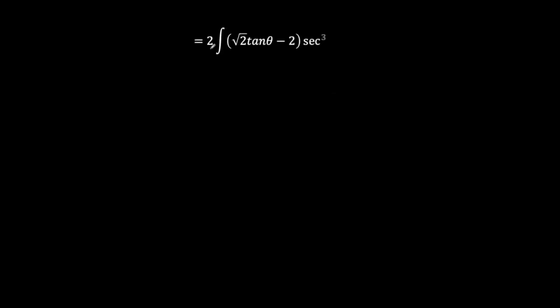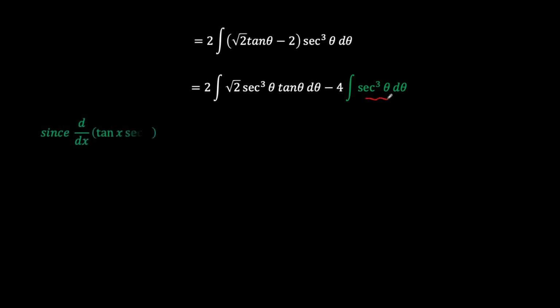So going forward, we have 2 times the integral of, in bracket, square root of 2 tan theta minus 2 times sec cubed theta. Multiply sec cubed theta across, so we have square root of 2 under the integral sign times sec cubed theta tan theta. And then now we have 2 times this 2, we have minus 4 the integral of sec cubed theta. Now, the green integral is tricky.